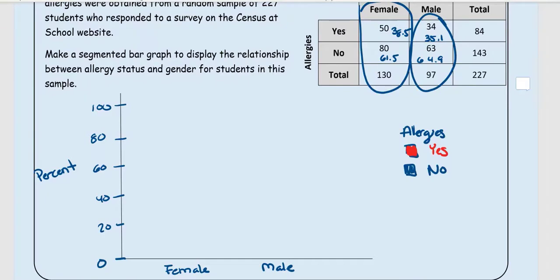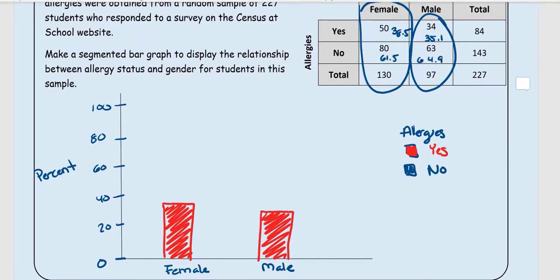There are 38.5% of females that do have allergies. So we're going to graph that in red. So we're going to get as close as we possibly can to 38.5. So here we have 38.5 for females, and we have 35.1, so slightly less for males. We're going to try to make these bars as equal in width as possible.